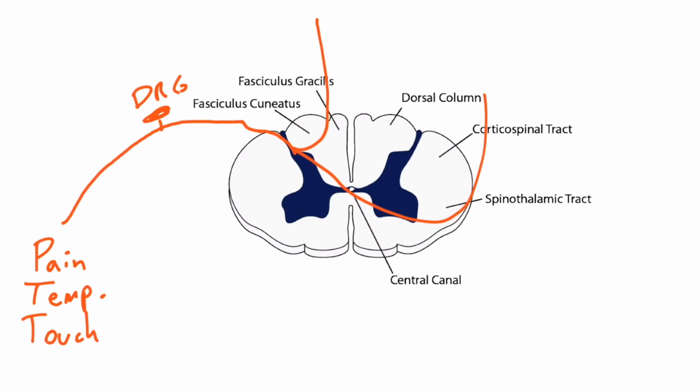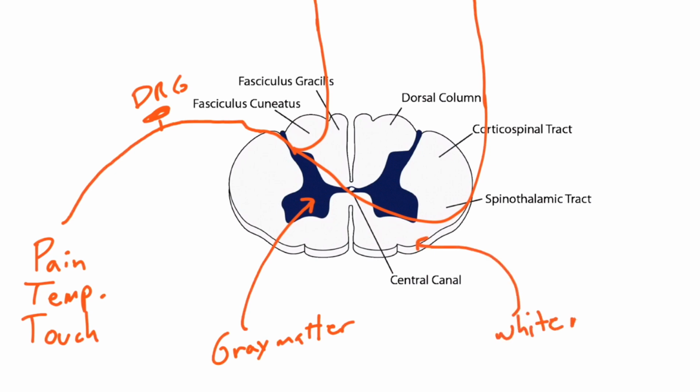But what's important to know is that the information travels up in this white matter, and it does this at every spinal cord level. Something else I want you to make sure you understand is that this inner dark blue part is the gray matter, and this lighter part is the white matter.